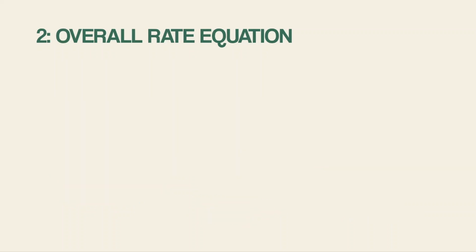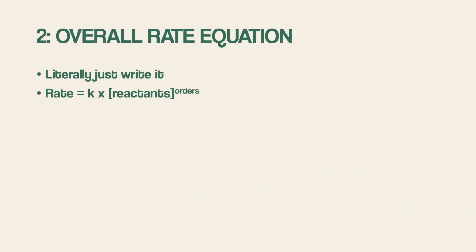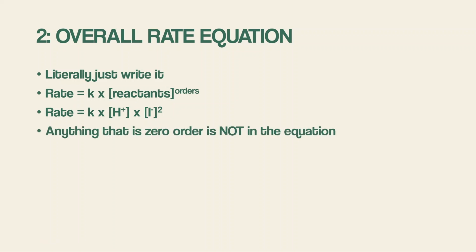The second part of our structure is to write down the overall rate equation. You literally just write it down. If you don't know what it looks like, it's like that. So rate equals K, which is the rate constant, multiplied by the concentration of the reactants to their respective orders. So for example, you've got rate equals K multiplied by the concentration of H plus to first order, multiplied by the concentration of I minus to second order. Anything that is 0 is not in the equation.